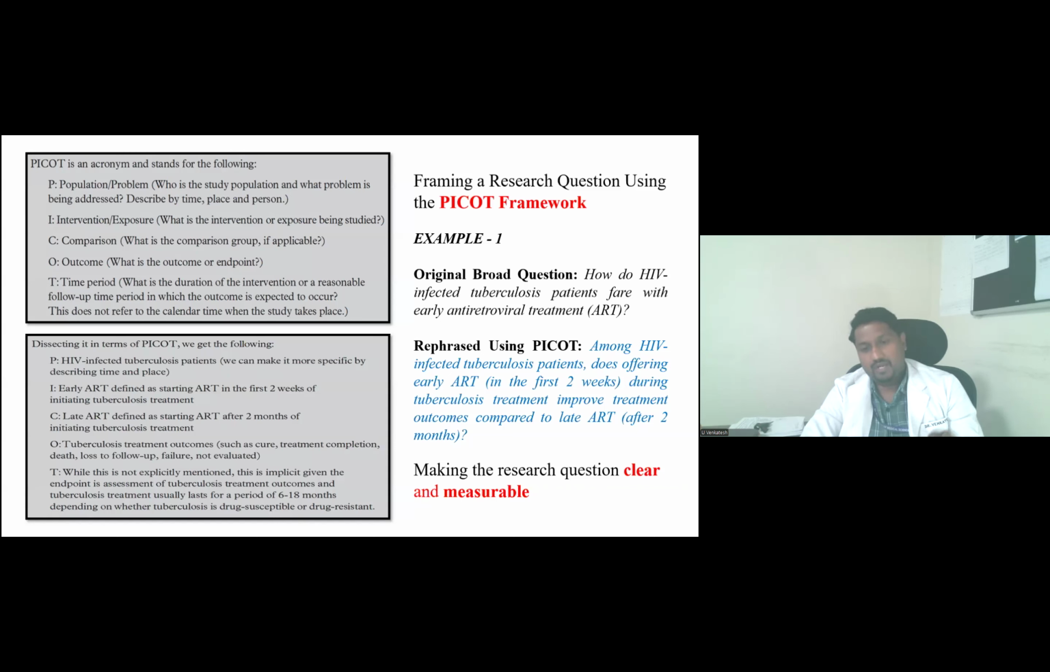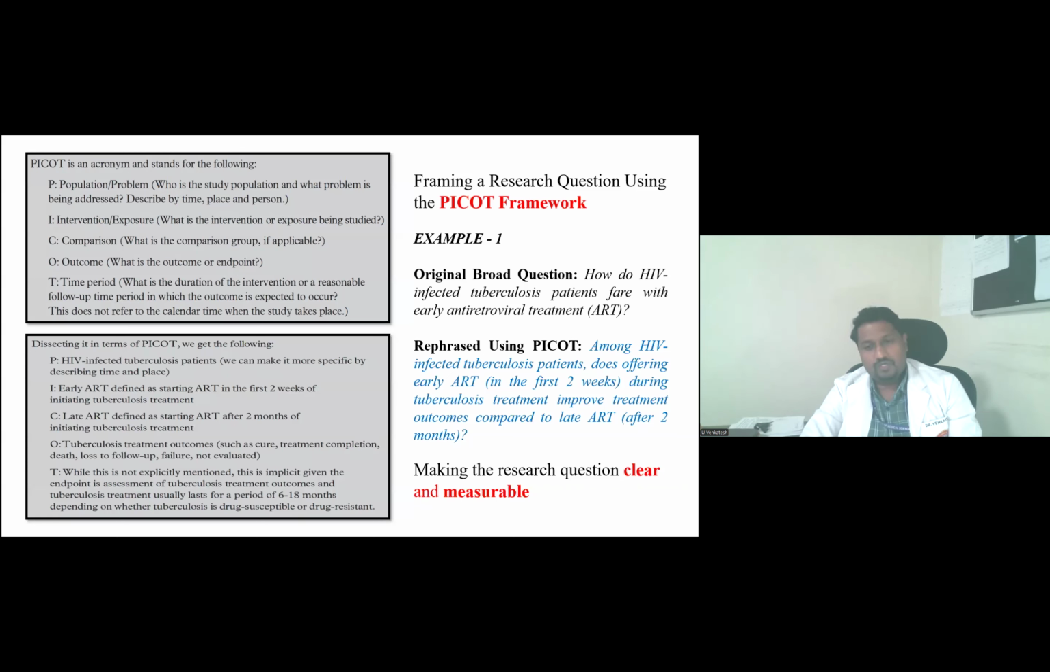Then C is the comparator. Comparator is the late ART, that is, late ART is after 2 months of initiating the tuberculosis treatment. Then O is the tuberculosis treatment outcomes. The outcome may be cure, treatment completion, death, loss to follow-up or failure, that needs to be defined. Then the time.